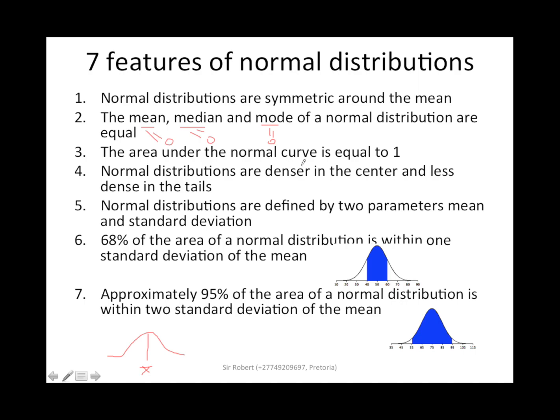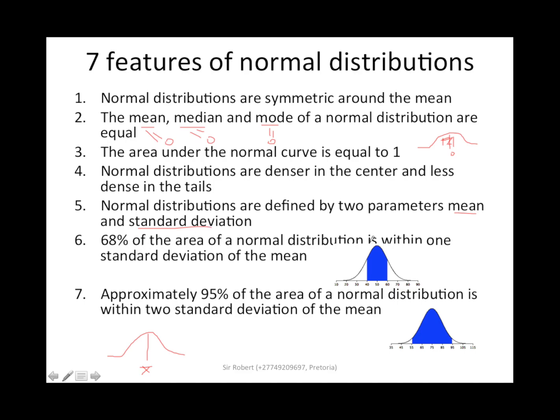The area under the normal curve is equal to 1. So in this case, it refers to a standardized normal curve where 0 is the middle point, and it stretches from minus to plus infinity. Anyway, normal distributions are denser in the center and less dense in the tails, which means in the center is where there are more data, and at the tails there are fewer values or scores. That's what we mean. Normal distributions are defined by two parameters, mean and standard deviation.